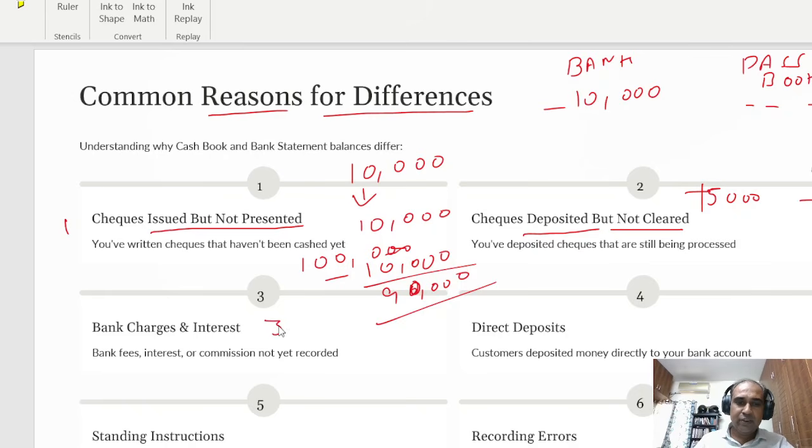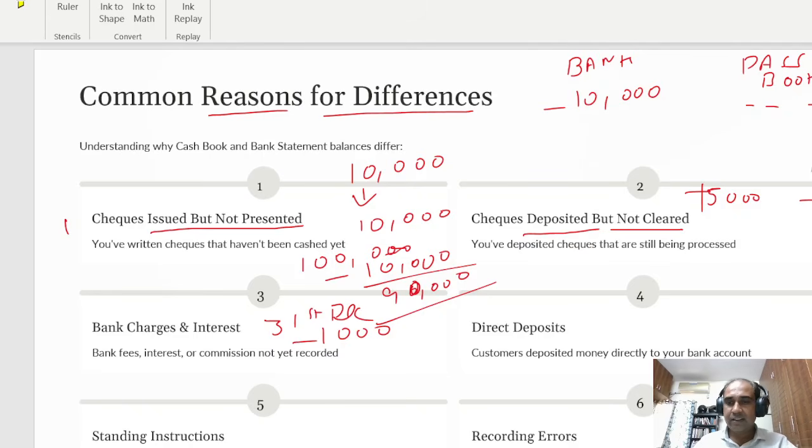On 31st of December, the bank has charged an interest of 1,000 rupees. So they have debited my account. My passbook has reduced by 1,000 rupees, but I am not aware of these bank charges. So the company has not passed an entry. So the balance as per the company's book will be higher by 1,000 rupees, whereas the passbook will be lesser by 1,000 rupees.